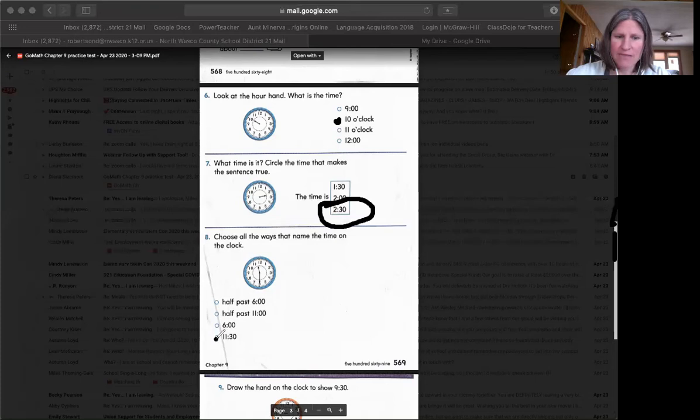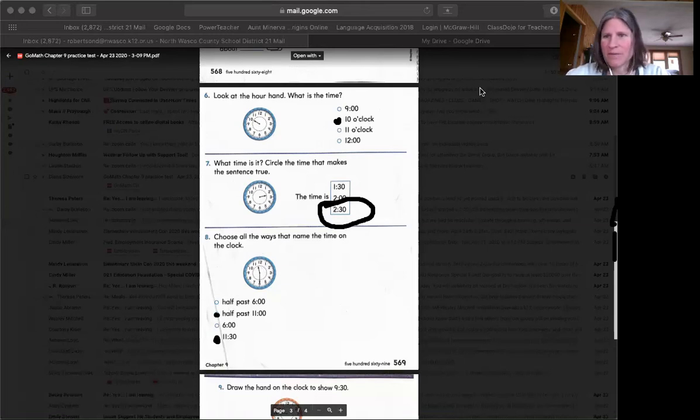So it's that one. Are there any other answers? Because you always want to check. It says choose all the ways. Let's see, 6:30, that doesn't sound right. That's the minute hand that's on the 6. Is it 11:30? 11:30 is 11:30, so it's also that one. What about 6 o'clock? No. If the minute hand, the long hand, was pointing at the 12, it would be o'clock, but it's not. It's 11:30 or 11:30.